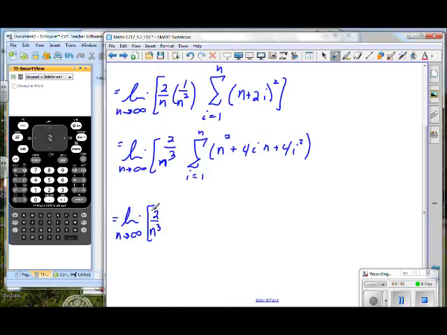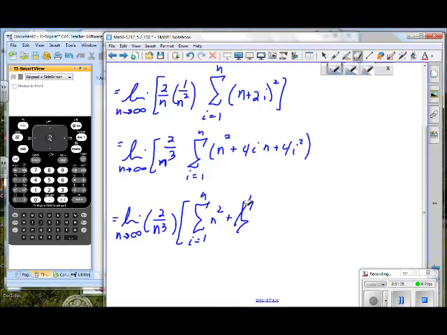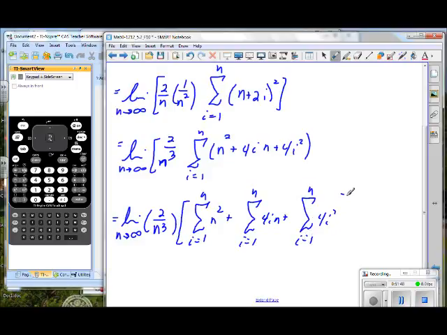And then I have, let's put that in parentheses here. We're going to get a couple of parentheses if we're not careful. And so I'm going to write this as the summation as i goes from 1 to n of n squared, plus the summation as i goes from 1 to n of 4in, plus the summation as i goes from 1 to n of 4i squared.